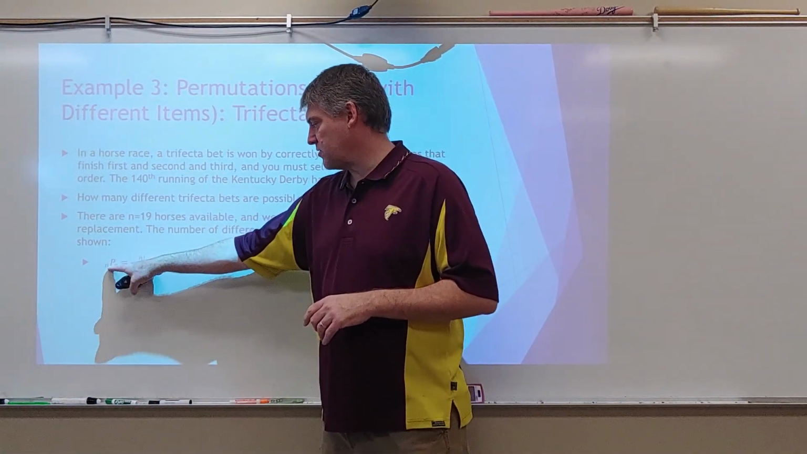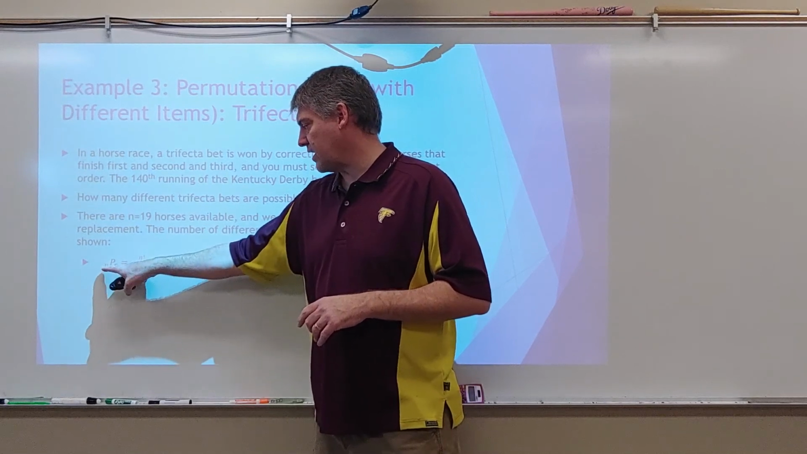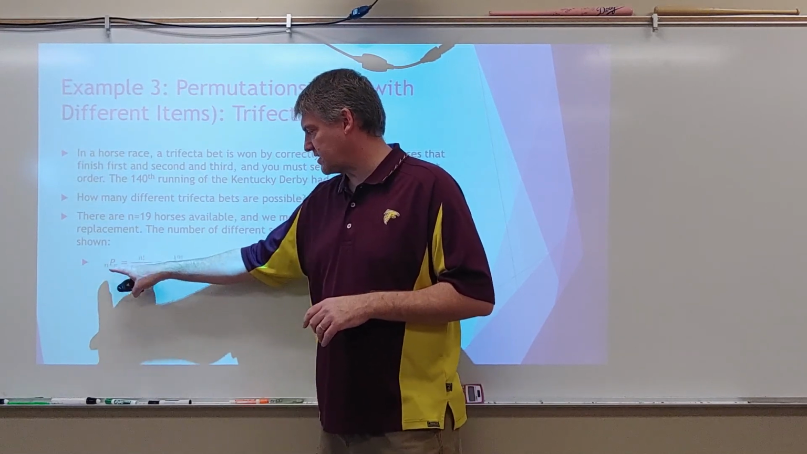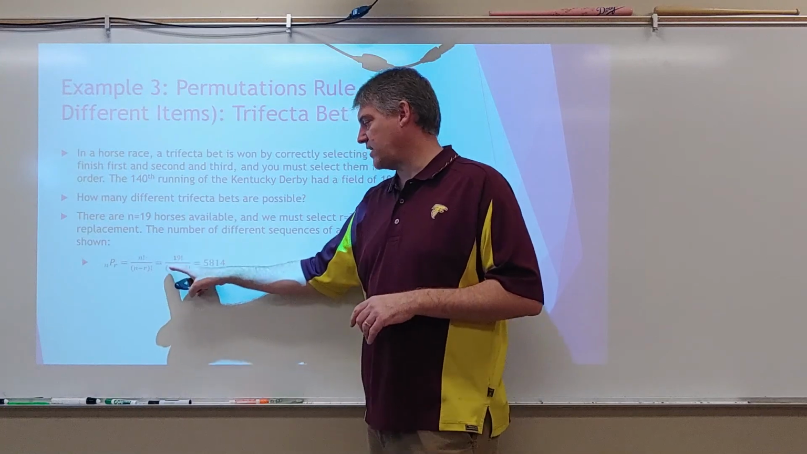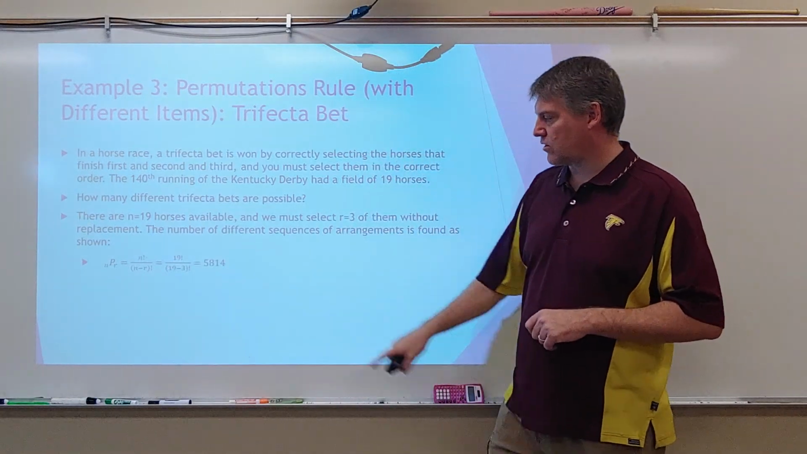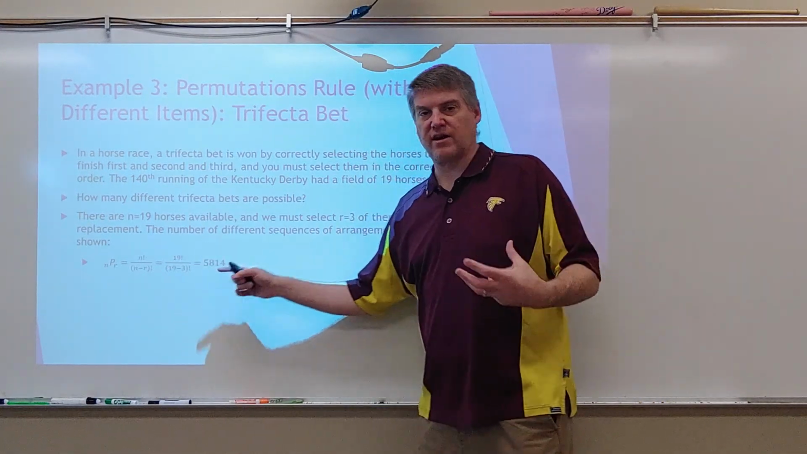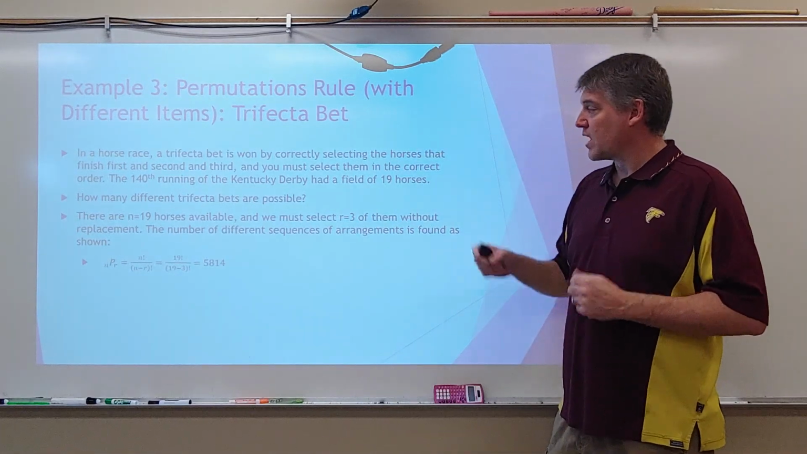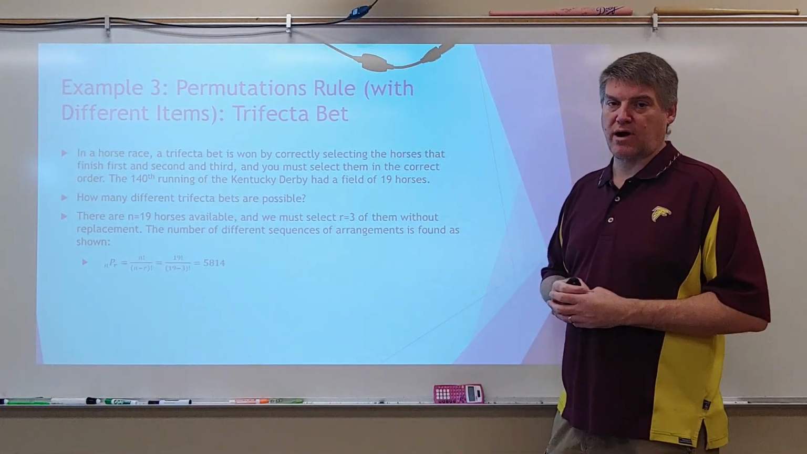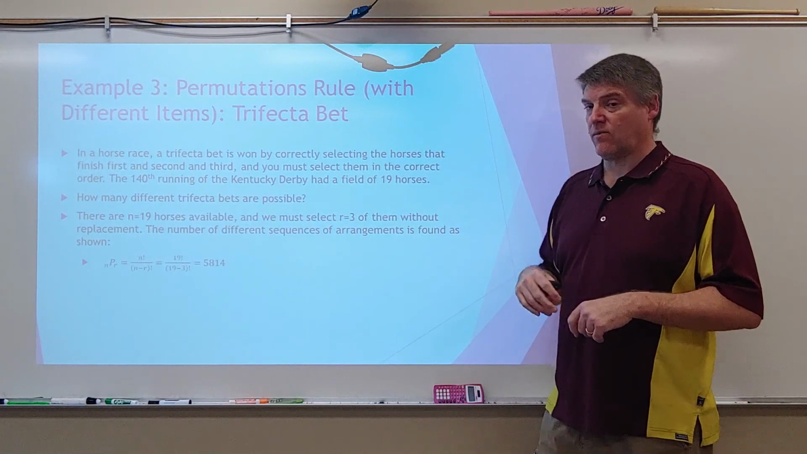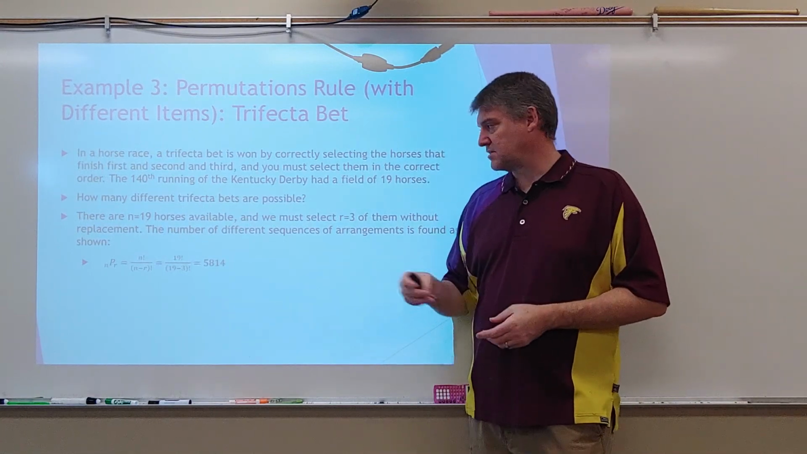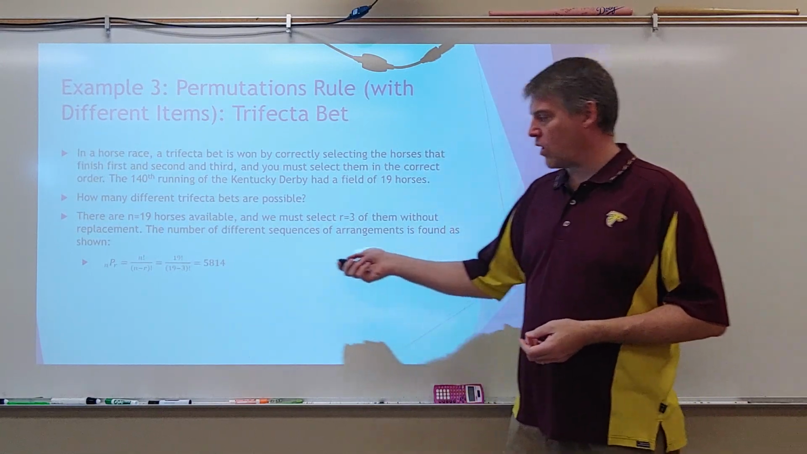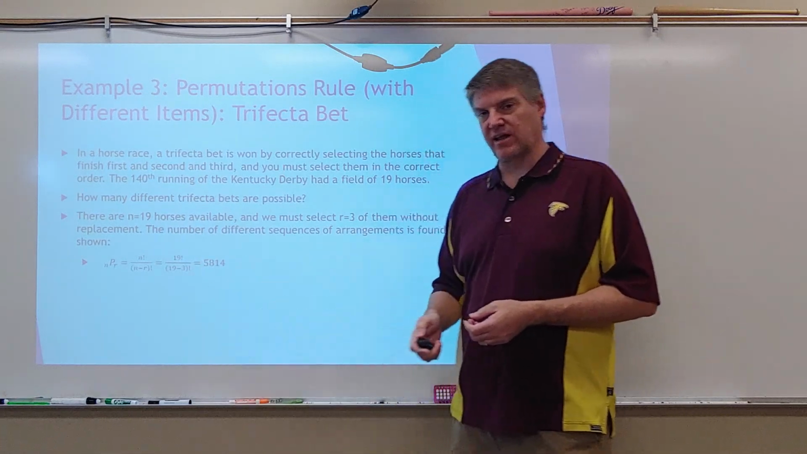19 permutations of 3. Okay, 19 permutations 3, so this is going to be 19, this is going to be 3. So it's 19 factorial over 19 minus 3 factorial, or 5,814. Now, if I wanted the probability that you will, with 1 ticket purchase, win that, it would be 1 in 5,814.